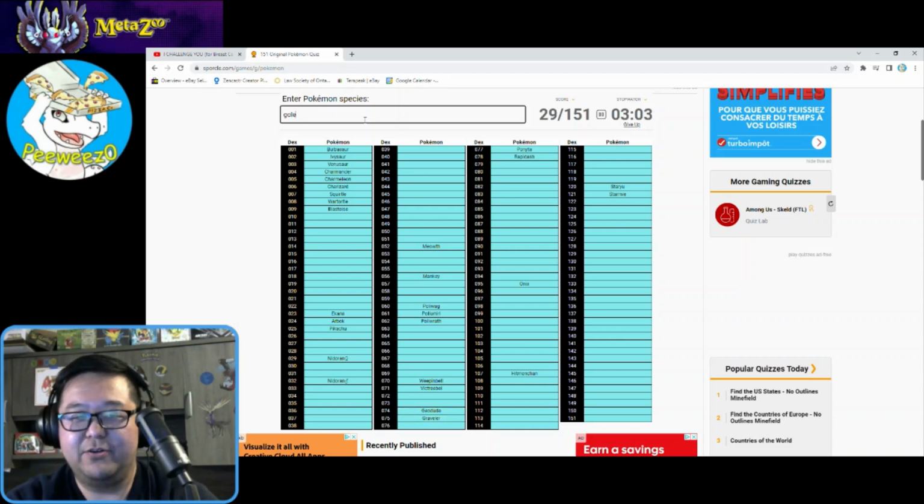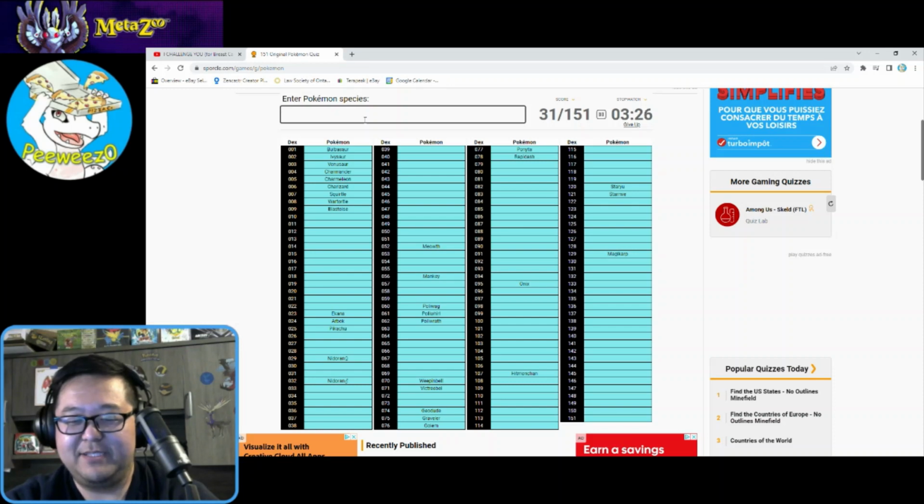Graveler, Golem. And then, suddenly thought about Magikarp for random reasons. Magikarp, Gyarados. Oh my gosh, I'm going to get this wrong because I can't spell the name. But how do you spell Gyarados? Gyarados. Okay, I'm going to skip that one.